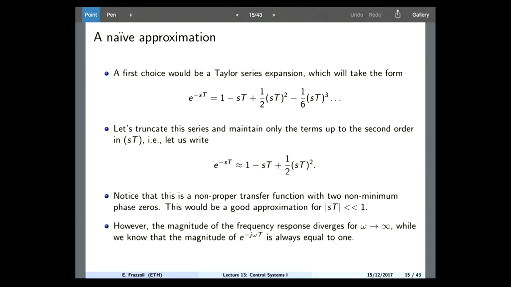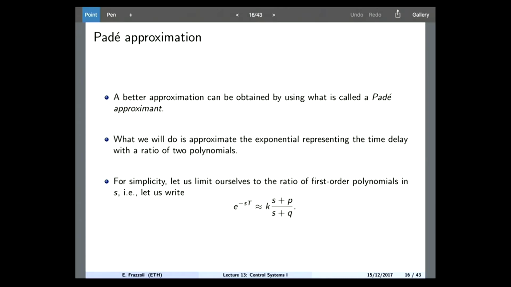But something that you may notice is that the magnitude of this approximation of the frequency response goes to infinity as omega goes to infinity, which doesn't sound right? Because we know that the magnitude of the time delay should be 1 at all frequencies, okay? So this is a good approximation for very small omega. It is a rather terrible approximation for omegas that get bigger and bigger, okay? So, well, let's not use this one. A better approximation is something that can be obtained using a Padé approximation.